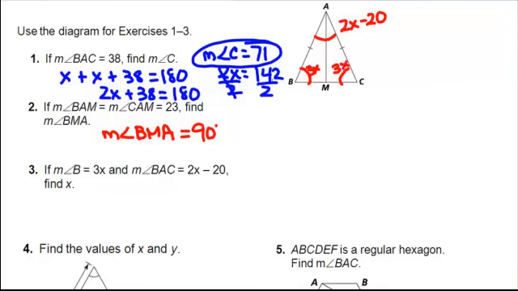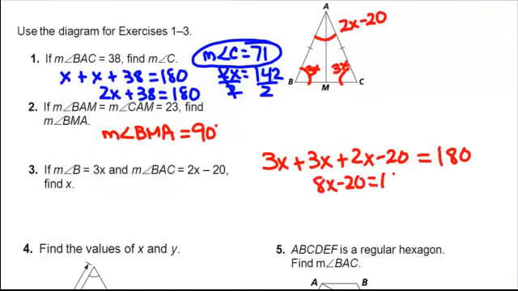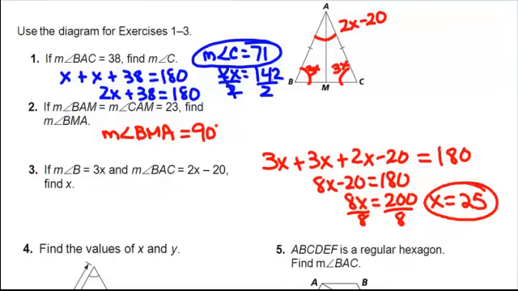And we're going to use the triangle sum theorem again. All three angles must equal 180 degrees. Combining your like terms, 3 plus 3 is 6, 7, 8x minus 20 equals 180. Add 20 to both sides. 8x equals 200. Dividing by 8, x is equal to 200 divided by 8, which is 25 degrees. And we found the value of x.